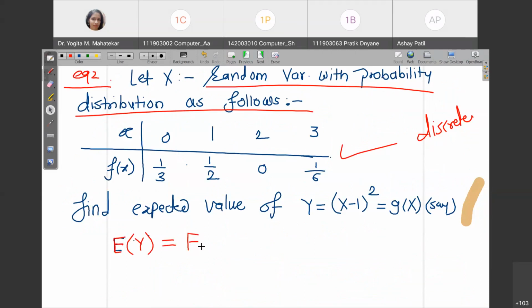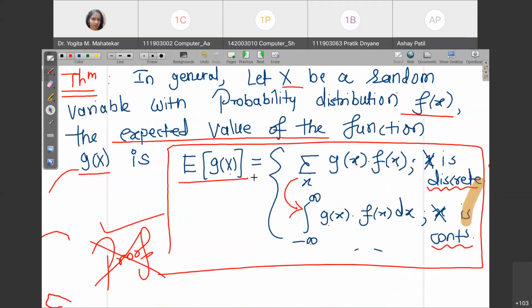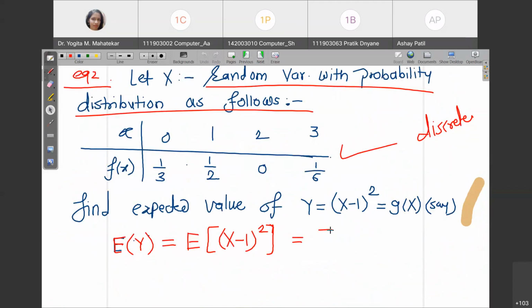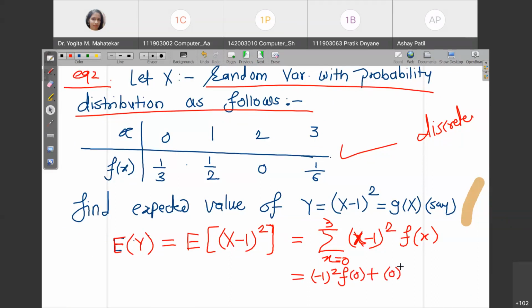How will you find out E of y? This is E of x minus 1 whole square. Now, how will you find it out? By definition, what is the expected value of gx? It is summation gx fx. So what you will do? Summation gx means x minus 1 whole square into fx. Small x should take, so for x running from 0 to 3, you have to find it out. So it is 0 minus 1 whole square into f of 0 plus 1 minus 1 whole square means 0 square into f of 1 plus 2 minus 1 whole square means 1 square into f of 2 plus 3 minus 1 whole square means 2 square f of 3.